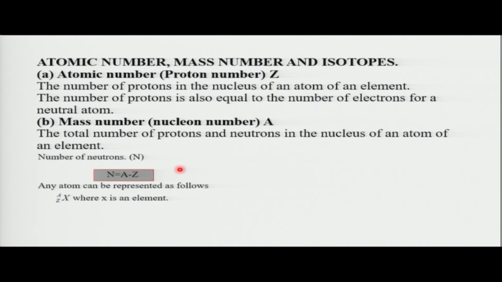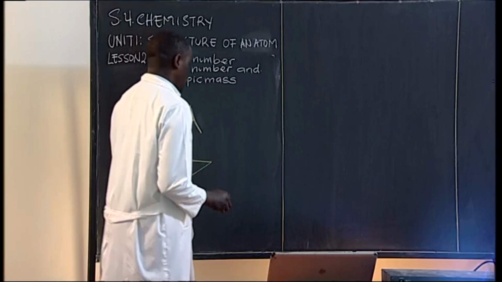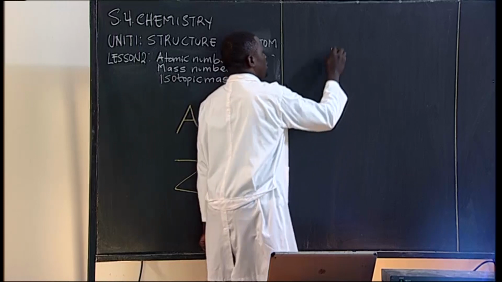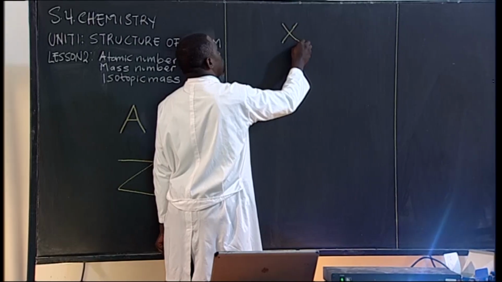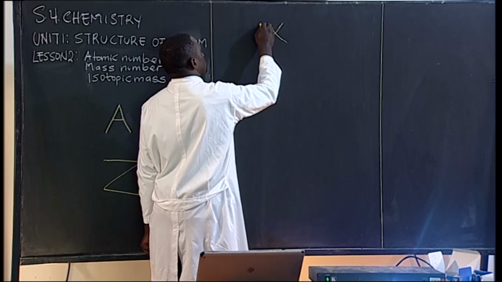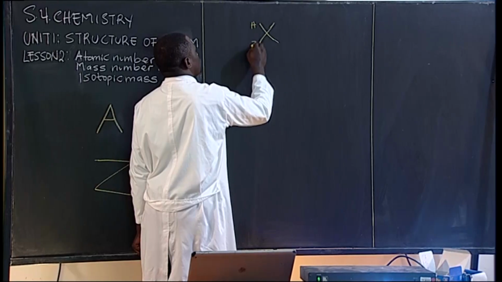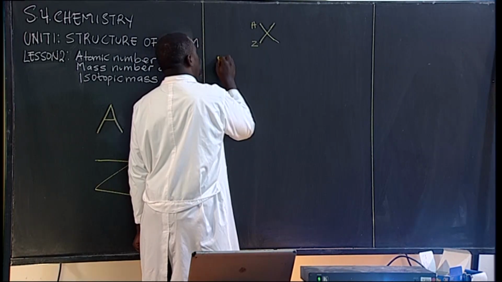Let's look at something on our blackboard. For example, let's take an example of X. Normally we put the mass number up, which is our A, and the atomic number down.